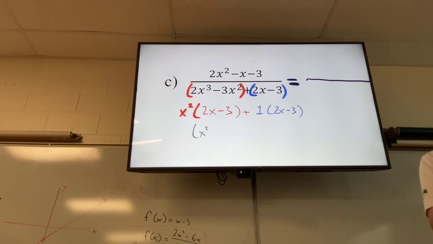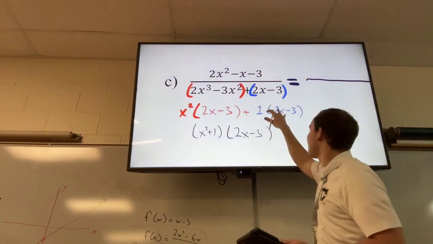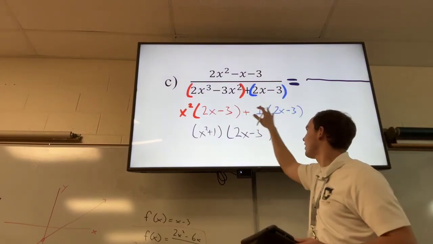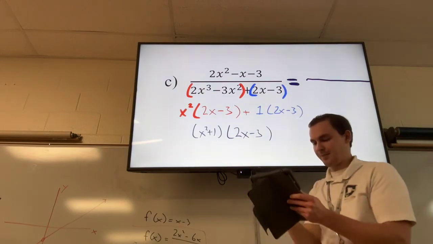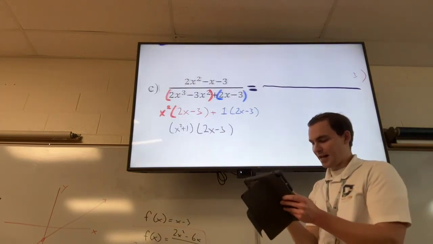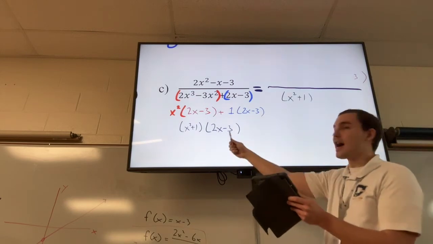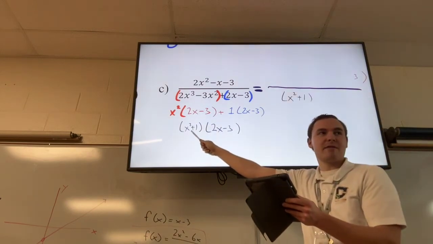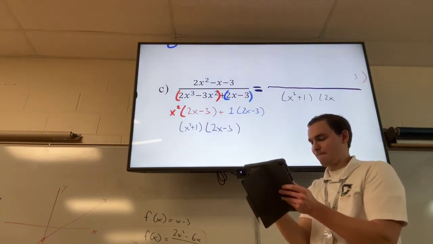Yeah, the final answer is two pairs of parentheses. One is we just copy down the matching binomial here in both terms. The other one is we copy down the coefficients. That should be review of last chapter. So the bottom factors to this. And we're done factoring at this point. Sum of squares can't be factored anymore. That's prime. So we're done factoring.